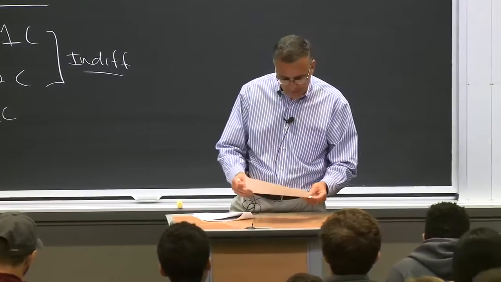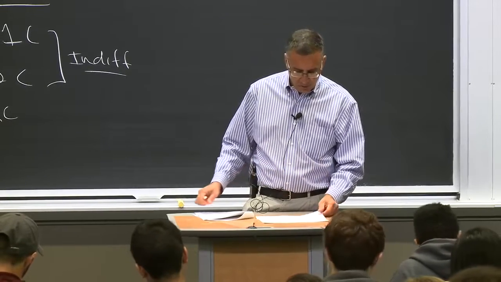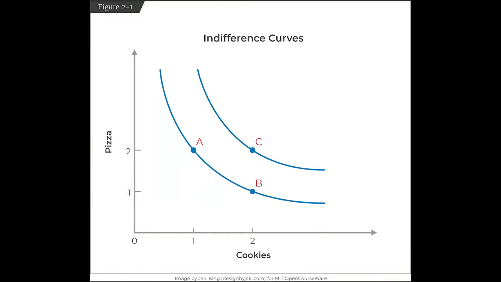And we do so in figure 2.1. Okay, in the handout. Here's your indifference curve. So we've graphed on the x-axis your number of cookies, on the y-axis slices of pizza. Now, we've graphed the 3 choices I laid out here. Choice A, which is 2 slices of pizza and 1 cookie. Choice B, which is 2 cookies and 1 slice of pizza. And choice C, which is 2 of both.